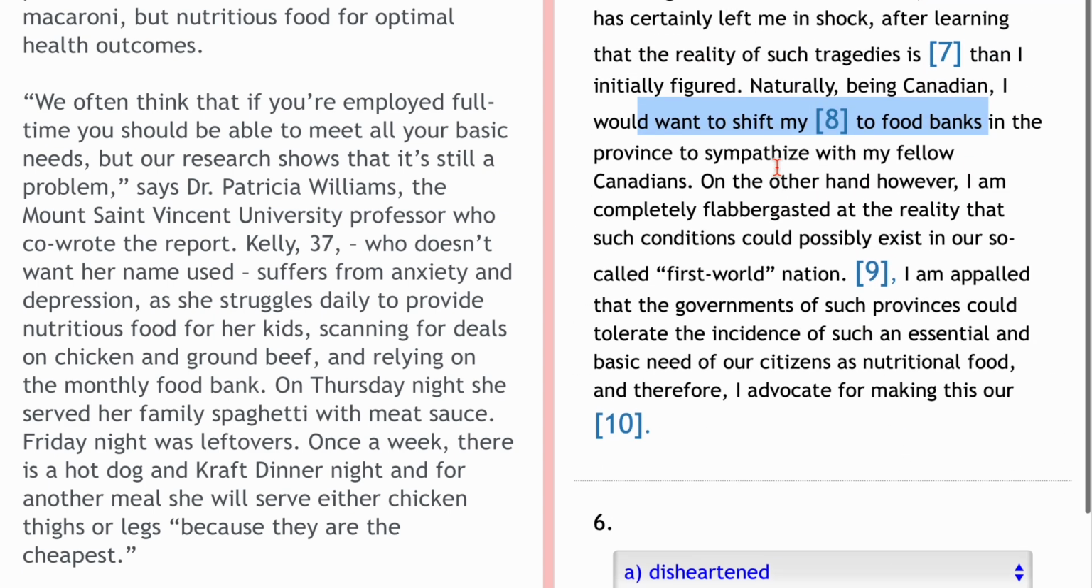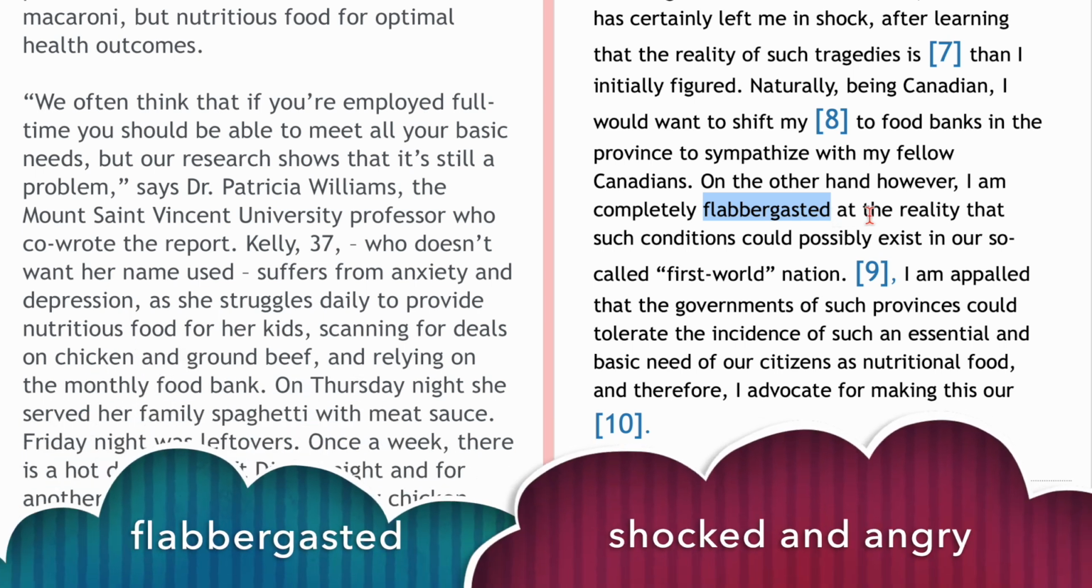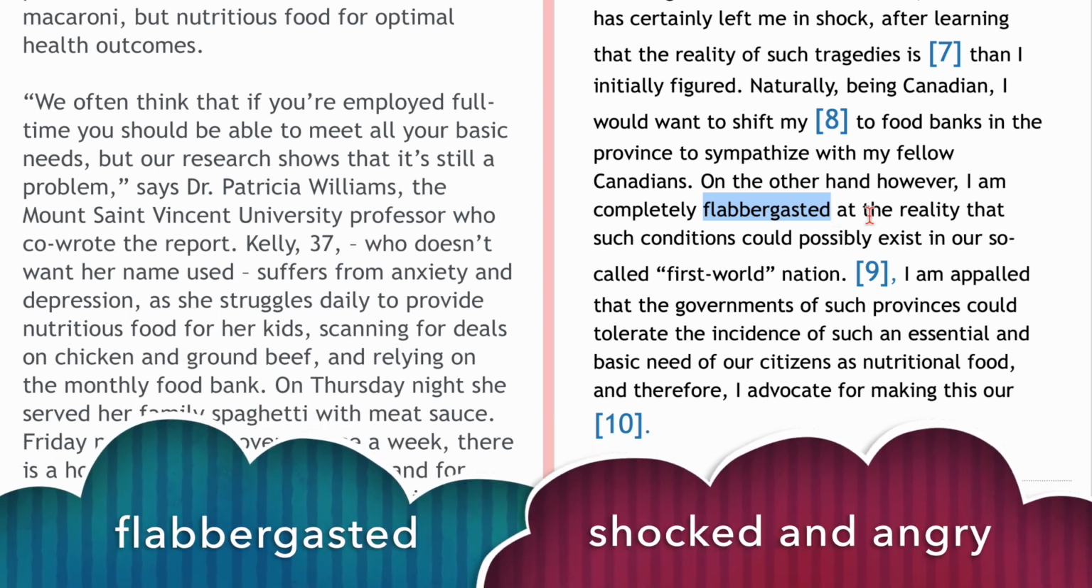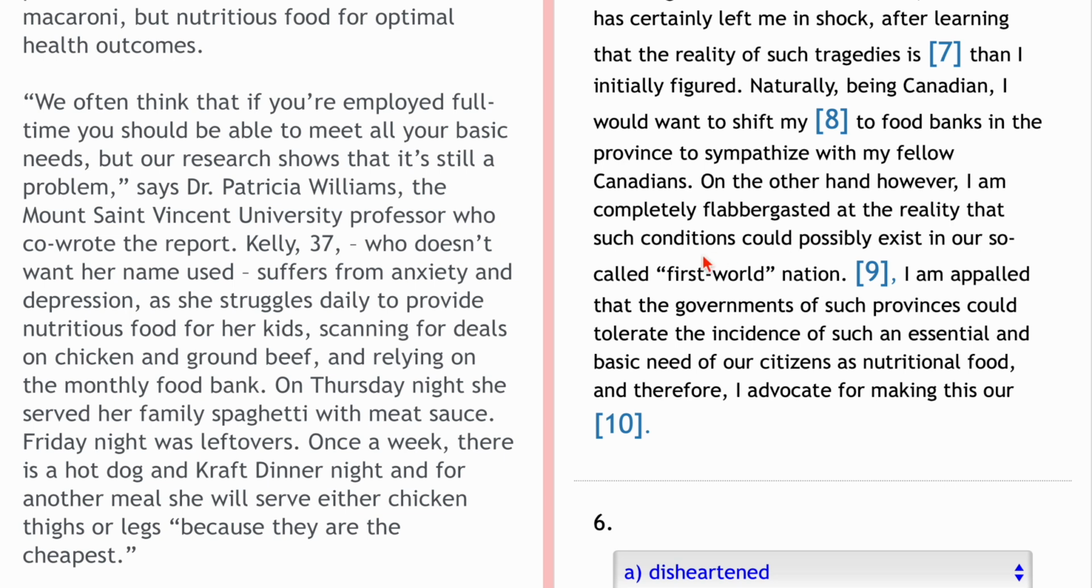So, naturally, being Canadian, I would want to shift my support to food banks in the province to sympathize with my fellow Canadians. On the other hand, however, I am completely flabbergasted, shocked, or angry shocked at the reality that such conditions could possibly exist in our so called first world nation. That's true. Why is this happening in Canada, which is a first world nation? So that's why they are flabbergasted, because it's happening here.